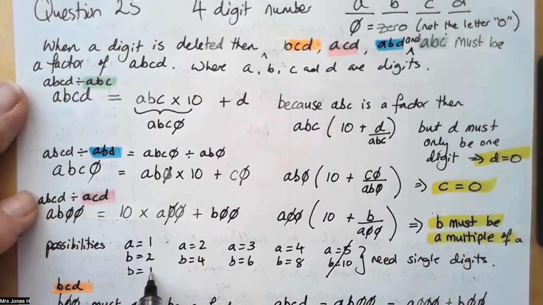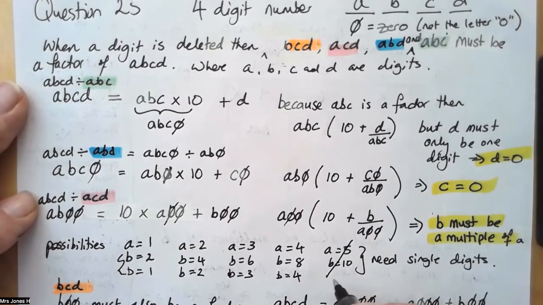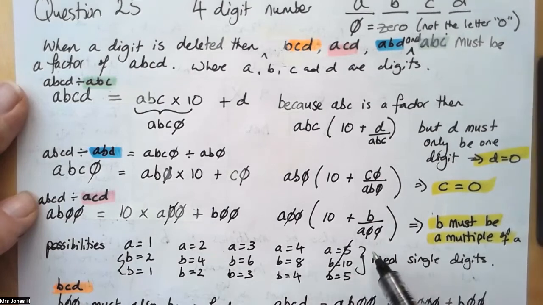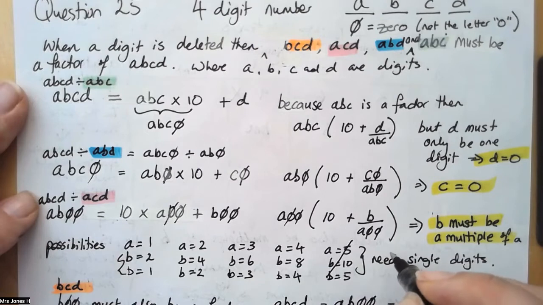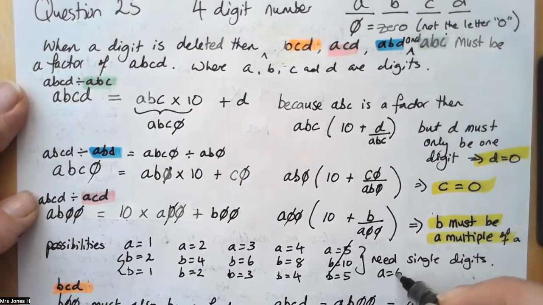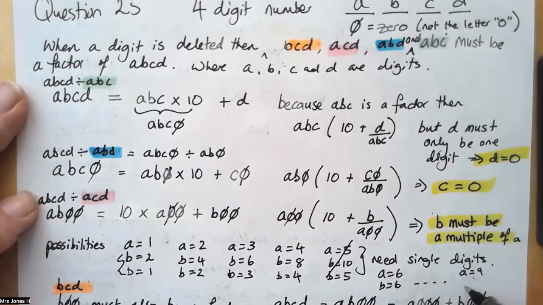So B could be 1. So it can be either this, or B equals 2, or B equals 3, B equals 4, B can't be equal. Oh, in fact, B can be equal to 5. A can be 6, B can be 6, etc., all the way up to A equals 9 and B equals 9.